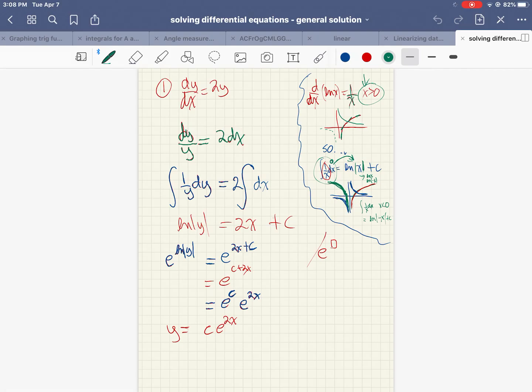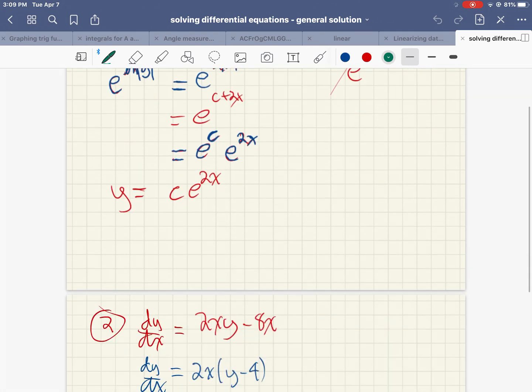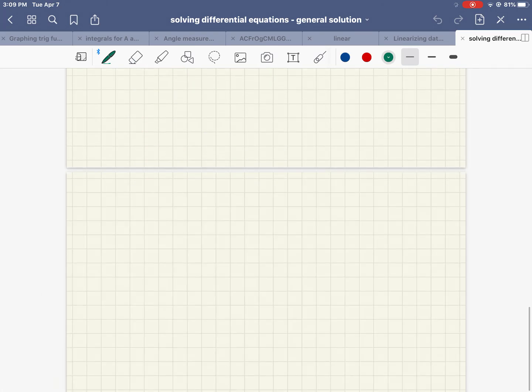I'm going to do a screencast on solving differential equations with exponential solutions. These are going to be what are called general solutions. So in other words, you're not going to have the constant of integration. And I guess maybe I'll start with just going over that again.